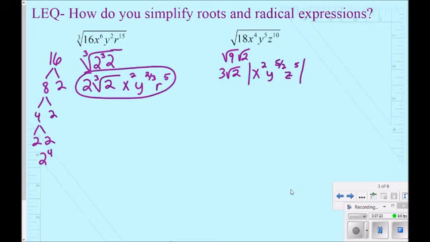And I decide to keep just the odd exponents inside the absolute value. The rest can come out. So 3 root 2 x squared and y to the 5 halves. And then the absolute value of z to the 5th.